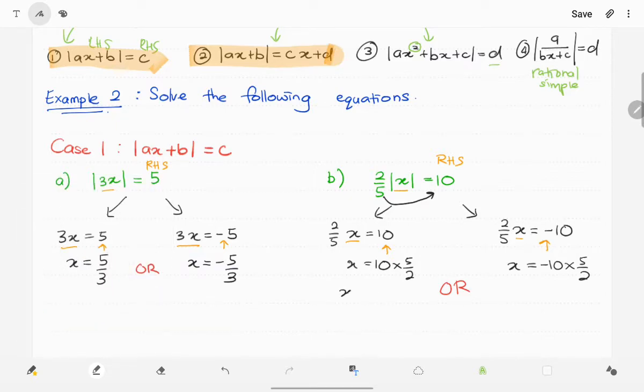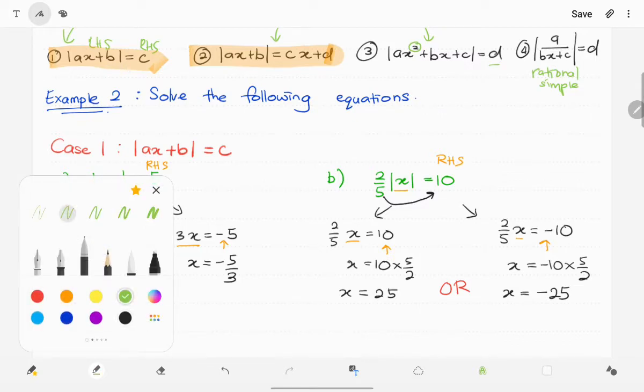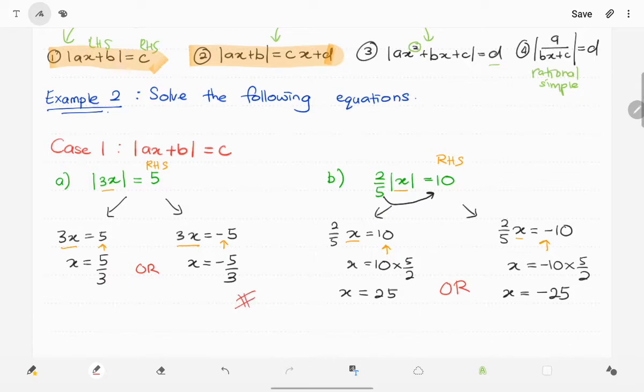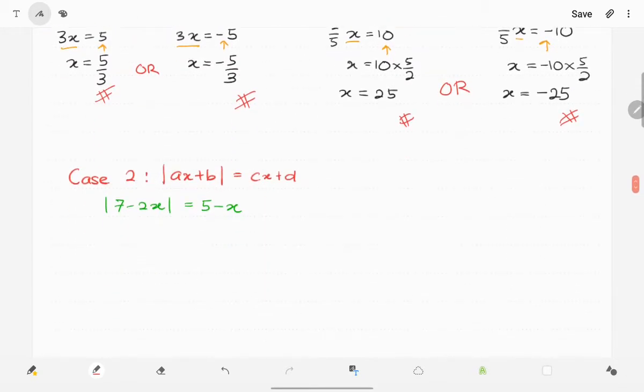Okay, solve x equals to 5. Oh, sorry. X equals to 10 times 5, 50. 50 over 2, 25. Or x equals to -25. Okay, so this is our answer for both equations. Okay, so now we go to case number 2.